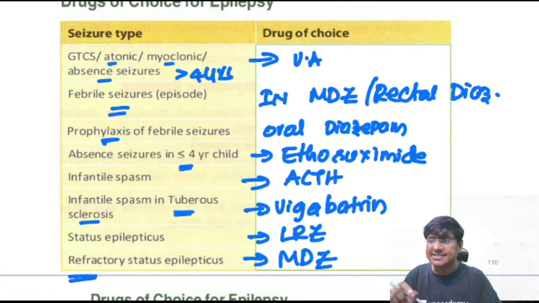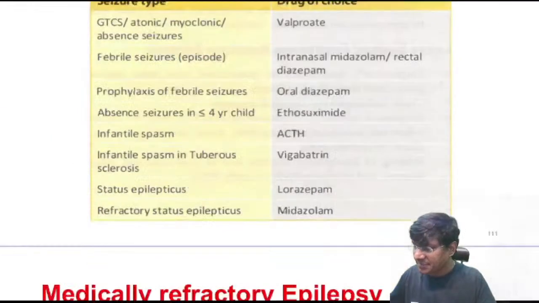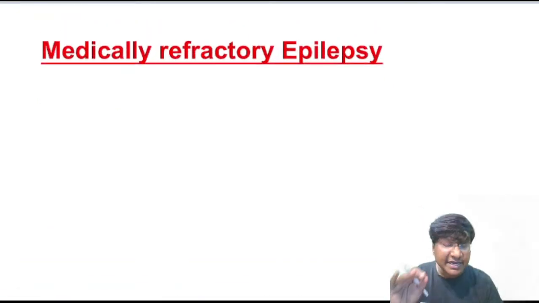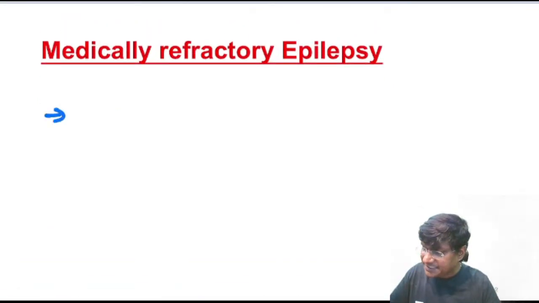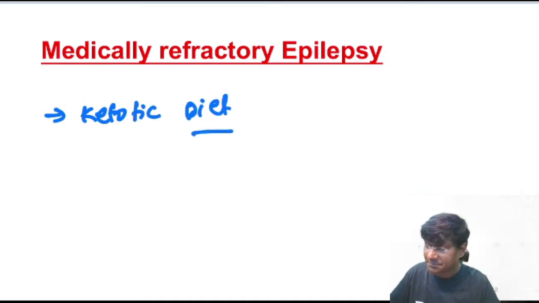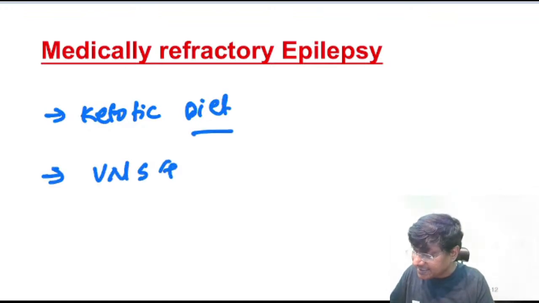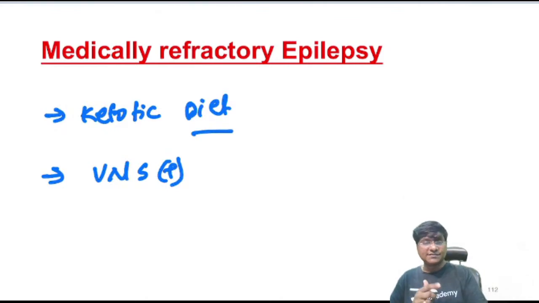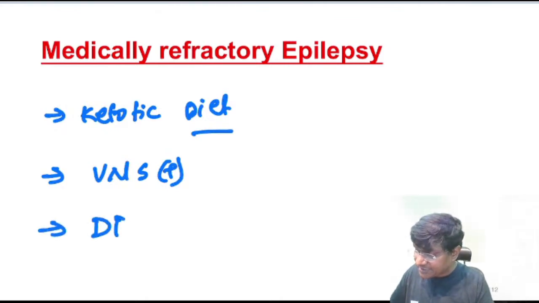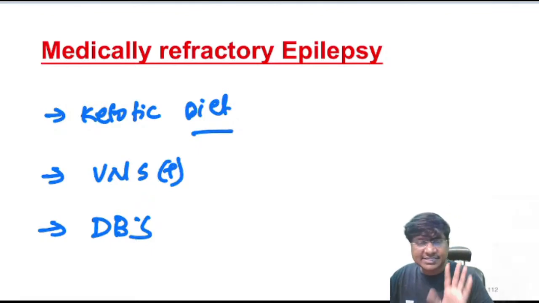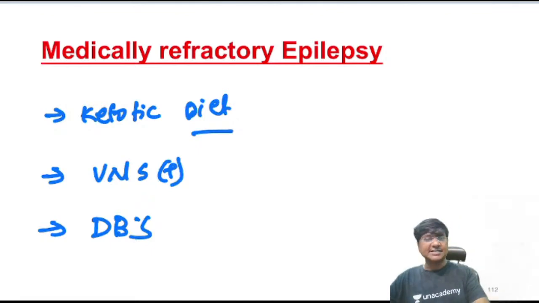And if the patient is having medically refractory epilepsy, then these patients have to be advised the ketogenic diet, right? And the other procedures are nerve stimulation, that is vagal nerve stimulation. Then the other procedure that we have is deep brain stimulation. Okay, so the best results are seen with the surgery.